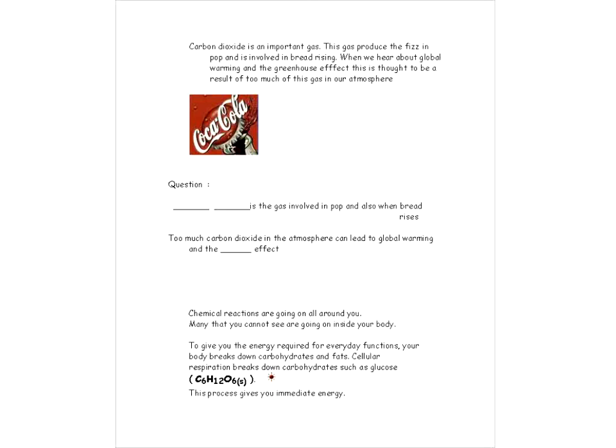And so a lot of times we're breaking down things like carbohydrates and fats, and cellular respiration is a process that breaks down carbohydrates such as glucose, and so this gives you immediate energy. So when you break down glucose, which is a type of sugar, that's going to give you an immediate source of energy. And that's what we want if we want to do basketball, if we want to do some sort of sport.